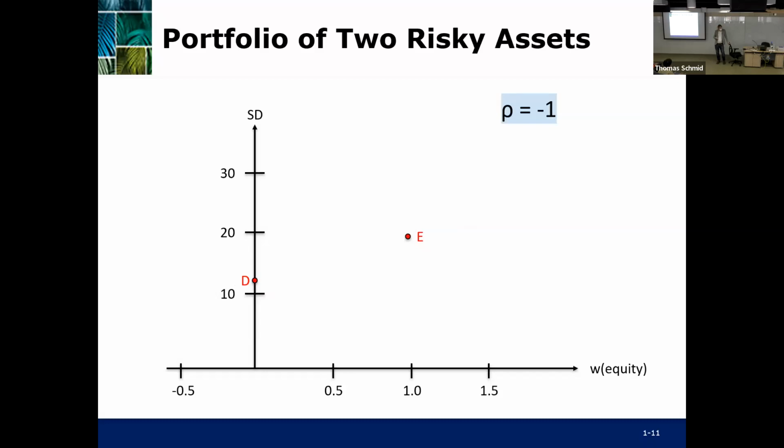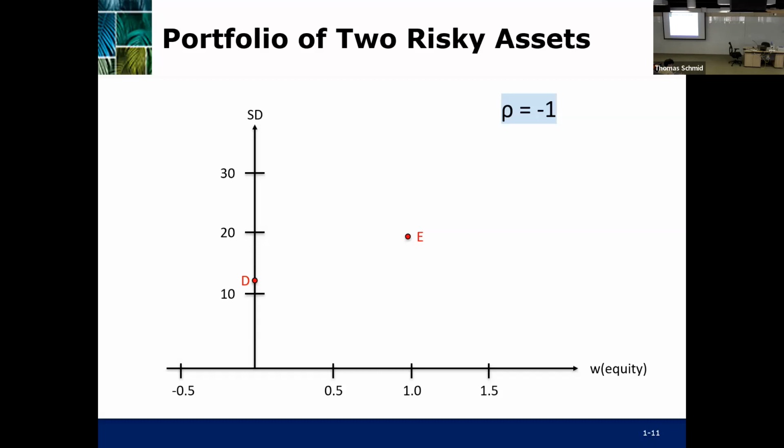The -1 case has the special feature that there is a unique portfolio with no risk. Right? The -1 case is special in that there is a portfolio that actually has no risk. So we know there must be a point somewhere around here so that the resulting standard deviation is 0.